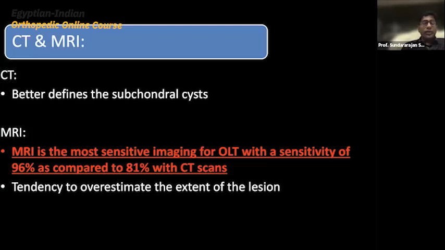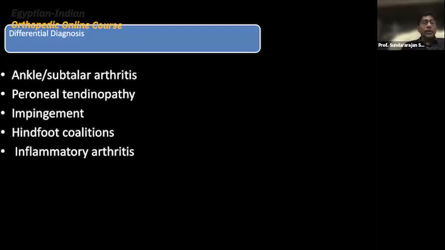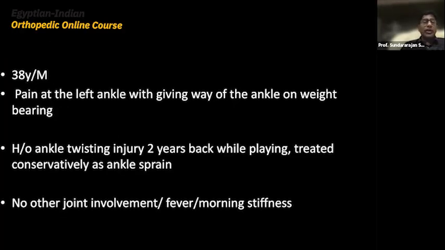So anything which you suspect on the X-ray, we should do an MRI scan. It is always important to consider the differential diagnosis, like ankle and subtalar arthritis, peroneal tendinopathy, impingement, hindfoot coalitions, and inflammatory arthritis, because osteochondral lesions can be an incidental finding in many patients.